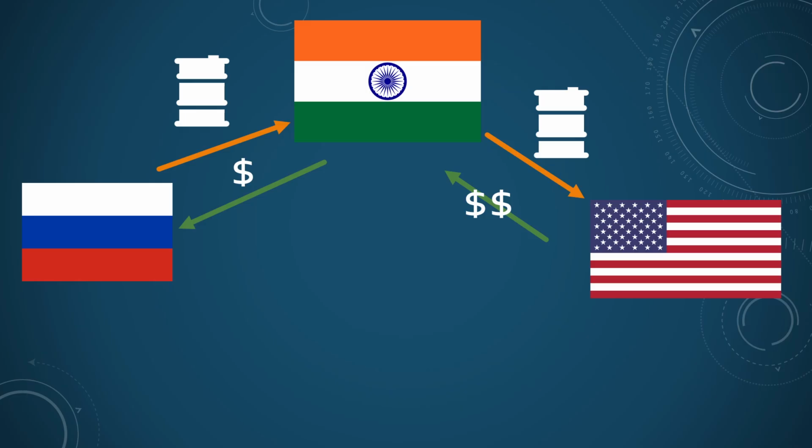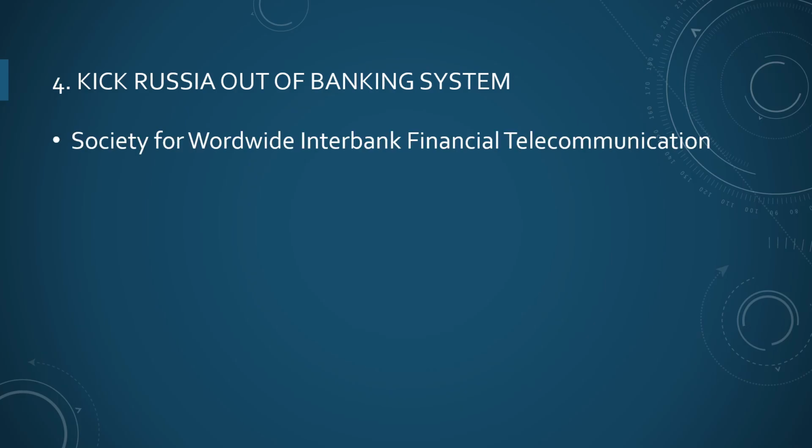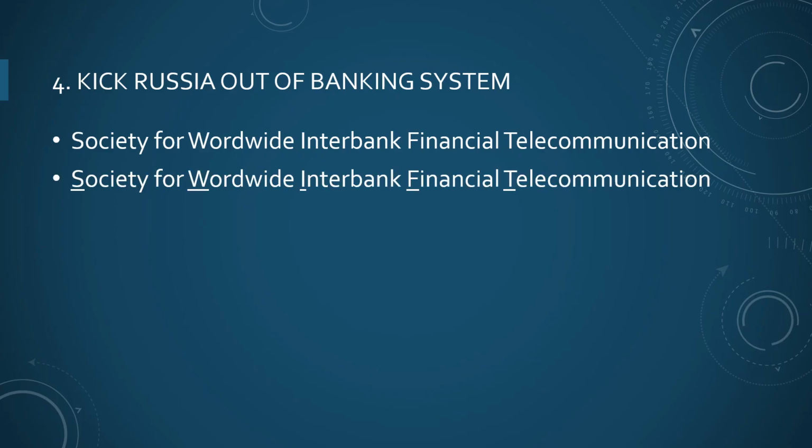India made a ton of money just being a middleman for these sanctions, and it's called bypassing sanctions. And the other thing that was done, well, one of the other things was kicking Russia out of the banking system, which created some very interesting effects. So if you've ever had to transfer money overseas, you've likely had to deal with the Society for Worldwide Interbank Financial Telecommunication. So the SWIFT.